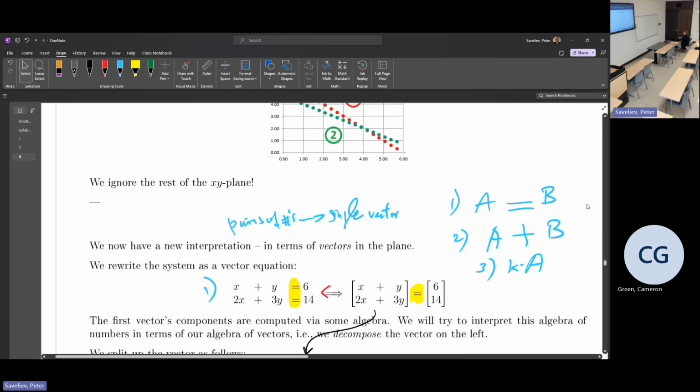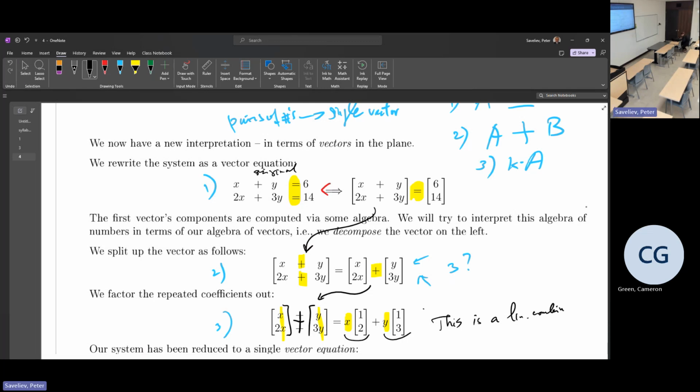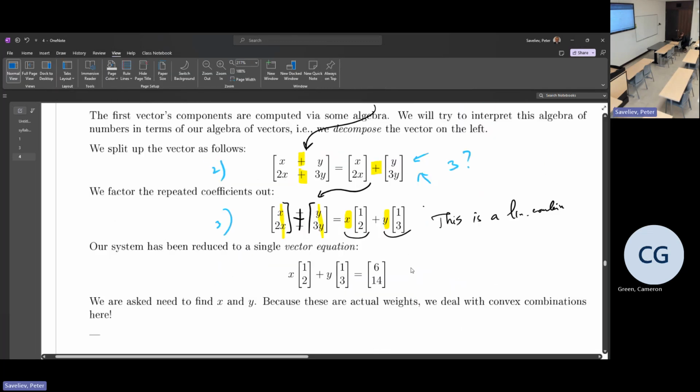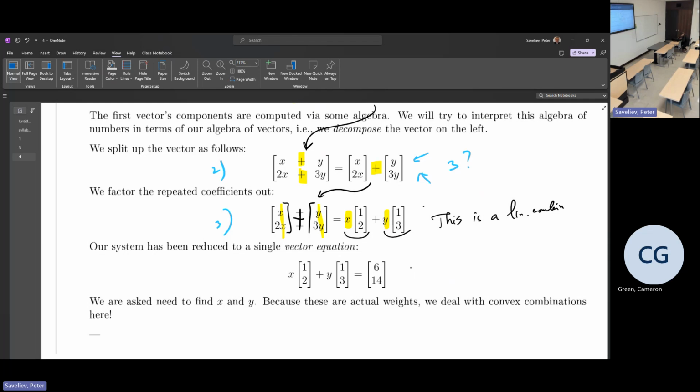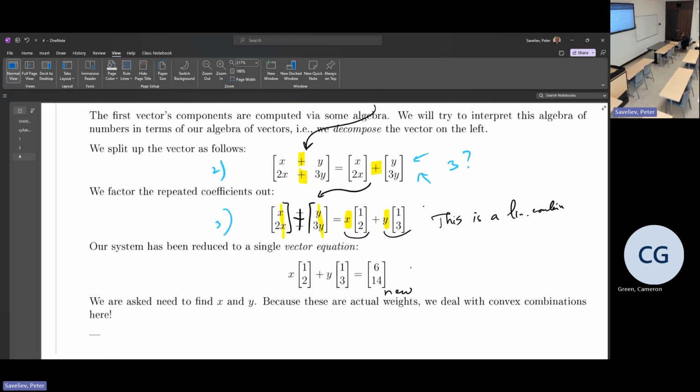The original problem is right here on the left. Find x and y so that x plus y is equal to 6, and 2x plus 3y is equal to 14. We rephrased it. So that's the original right here, and this is new. A vector equation. Rather than having two scalar equations, numerical equations, now we have one vector equation, but the answer is still the same. So find x and y.